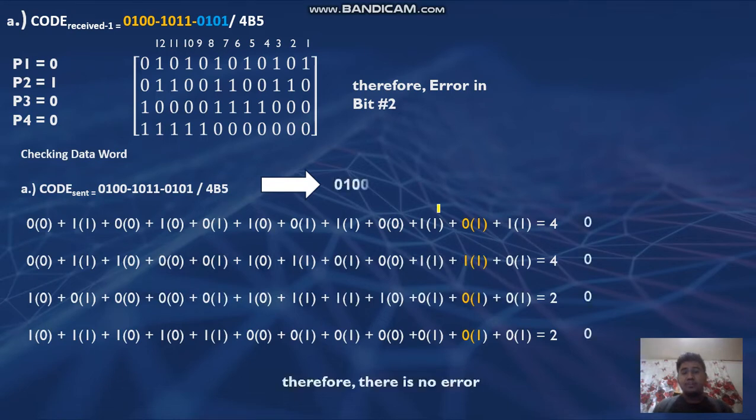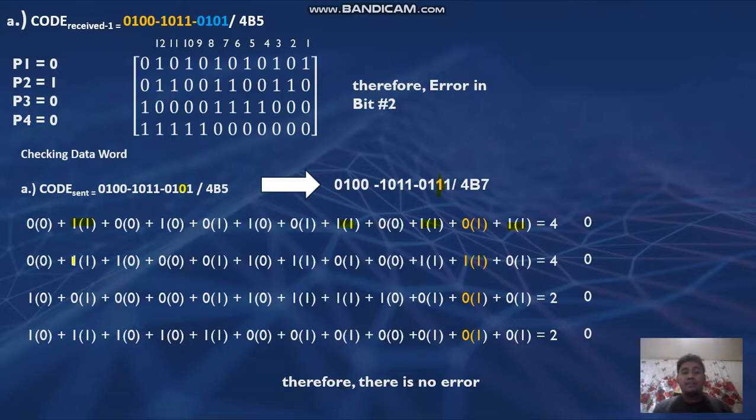Here we change our code from 0 to 1, so that the equivalent will become 0, 0. Let's substitute again after changing it. We substitute here 1, 1, 1, 1, so 1, 2, 3, and 4. It's equal to 4. If we convert, even is equal to 0.